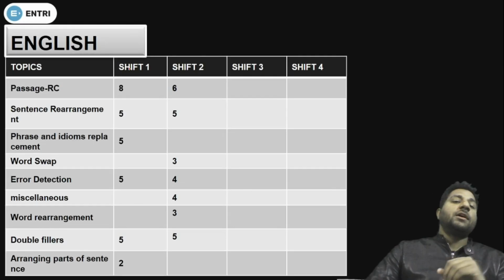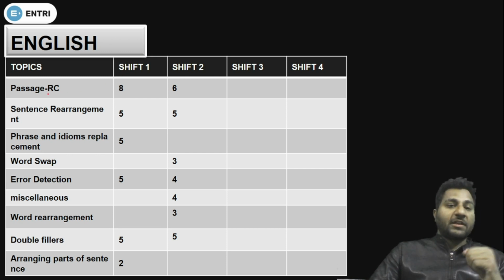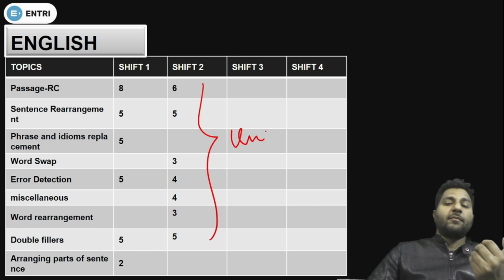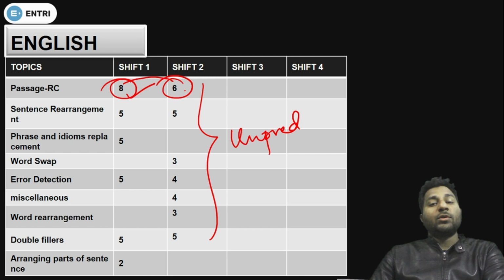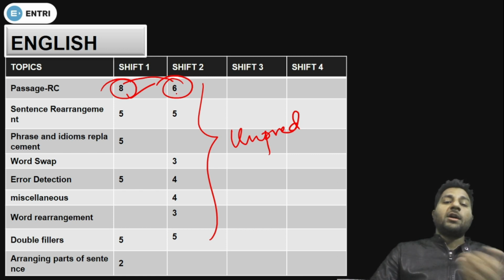Here comes the third section, and it is English. English is the most unpredictable topic. You will say, sir, RC is predictable. Yes, RC is predictable, but look at this. In the first shift they asked 8 questions, while in the second shift it came down to 6 questions. So you cannot predict the number of questions.